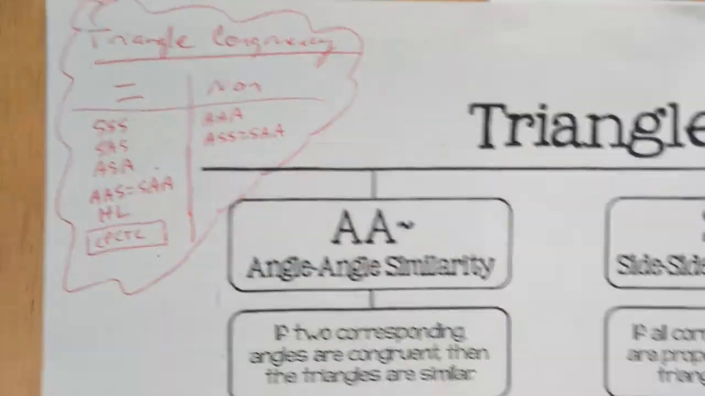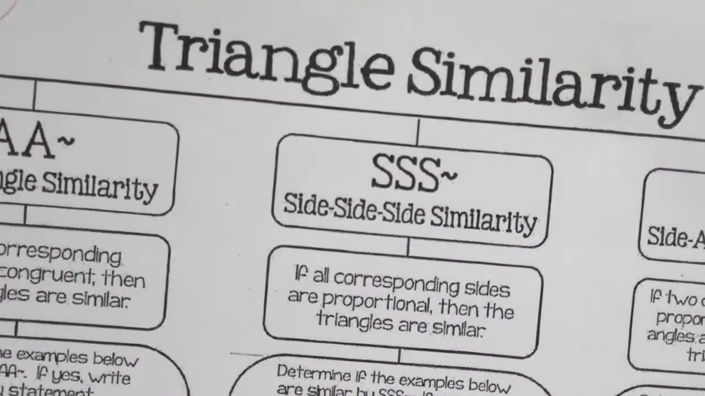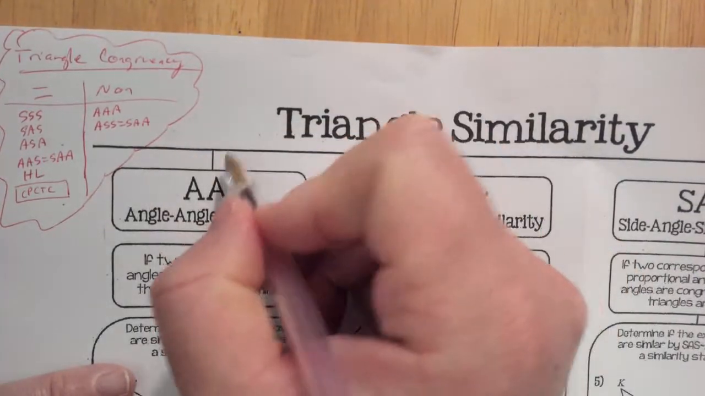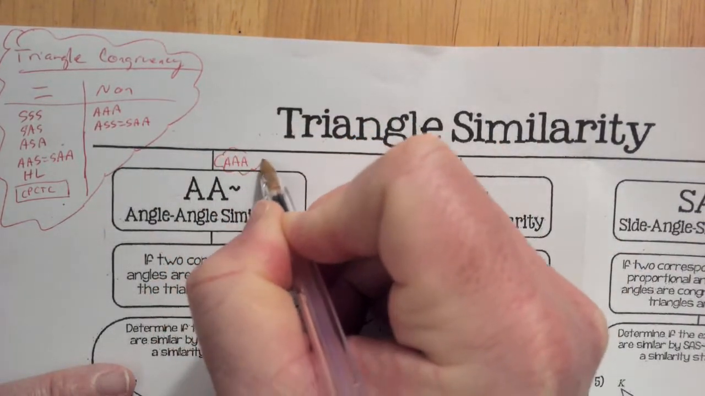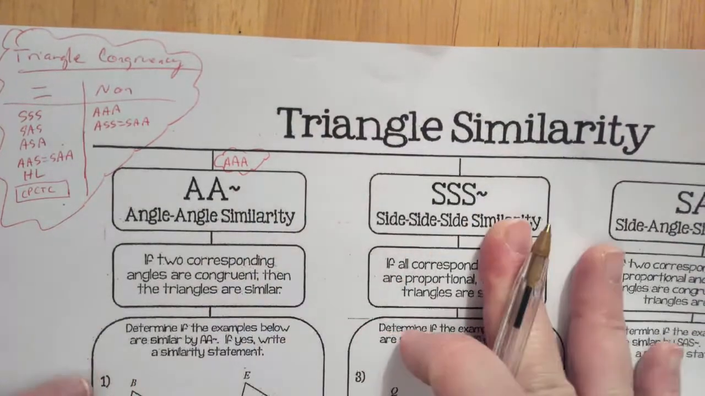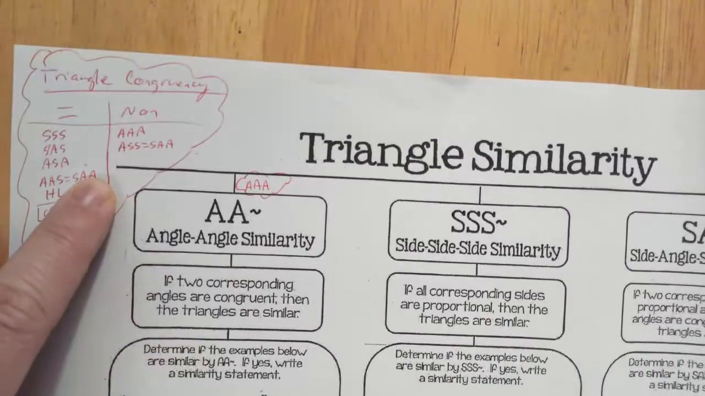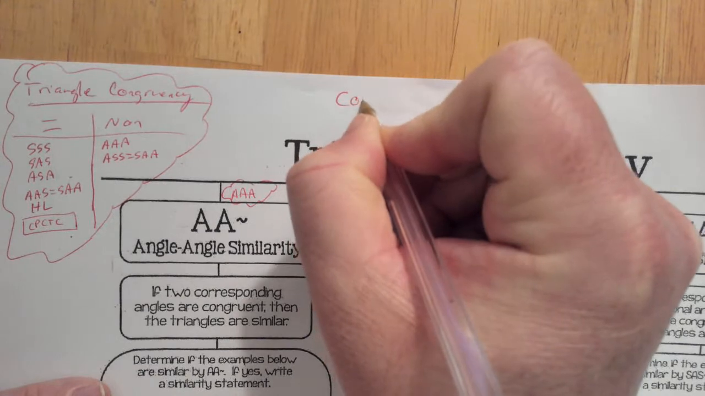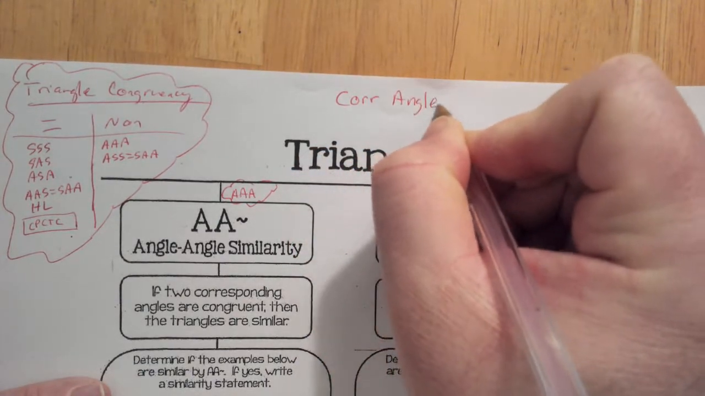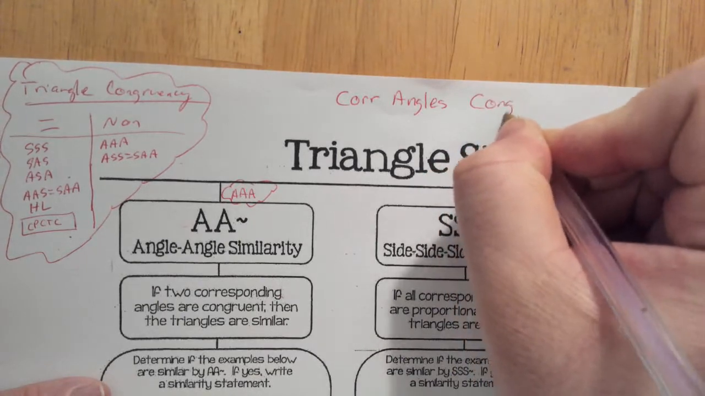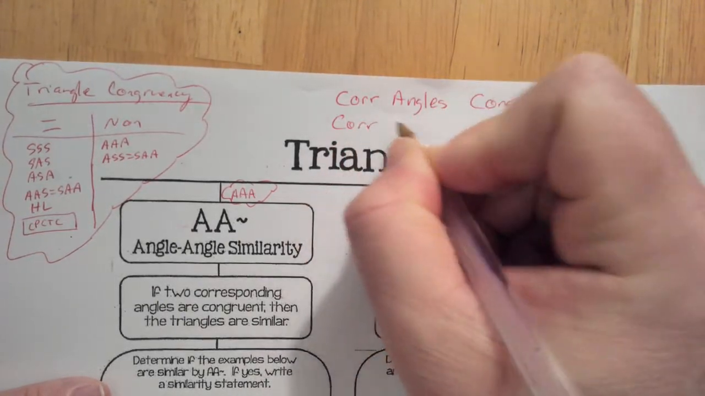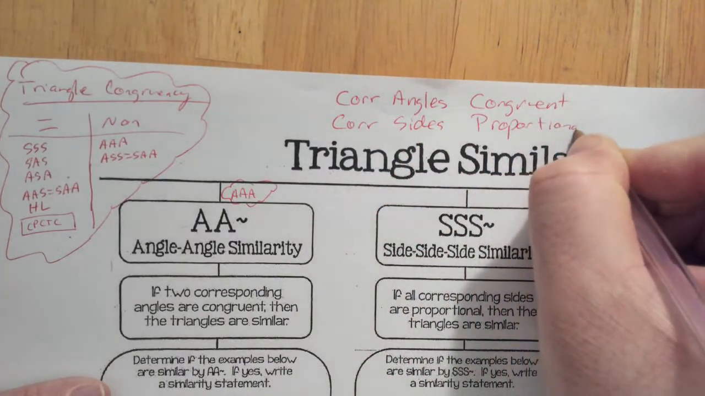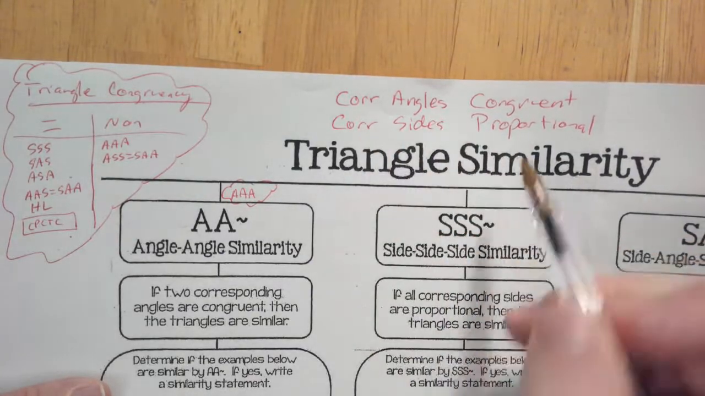but now for triangle similarity, there is AA similarity, which is actually the same thing as AAA. There's SSS similarity and SAS similarity. So it's the same idea, but this time around, you got to remember that corresponding angles are congruent and corresponding sides are proportional. All right, so corresponding angles are congruent, corresponding sides are proportional.